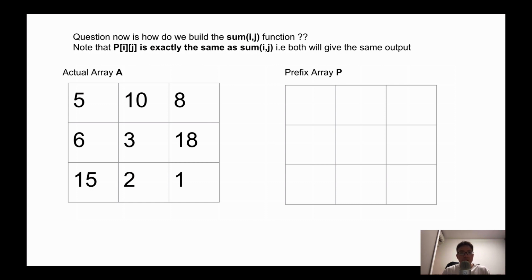Okay, so I'm going to show you how we can actually build this sum ij function using a very simple walkthrough example. On the left hand side, you see an actual array A, and on the right hand side, you see a prefix array P, which is what we're going to be filling up. Just note that Pij is exactly the same as sum ij, in the sense that both will give the same output. So this element at array P will give us the sum of 5 plus 10 plus 6 plus 3, because sum ij gives us the sum of the elements from 0, 0 all the way till the ij index.